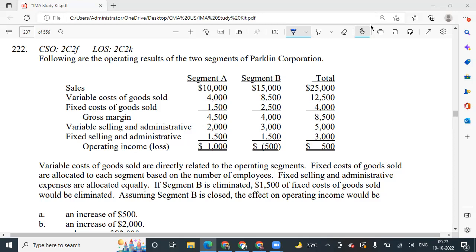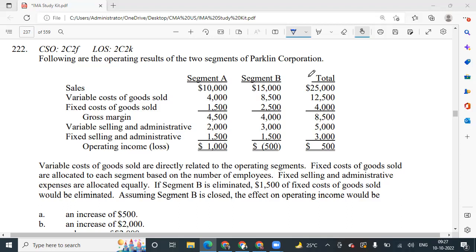Let's continue with the MCQ session. This is from Part 2. If you know, it is going to be decision analysis, which is Section C of Part 2. So let's get started with it.